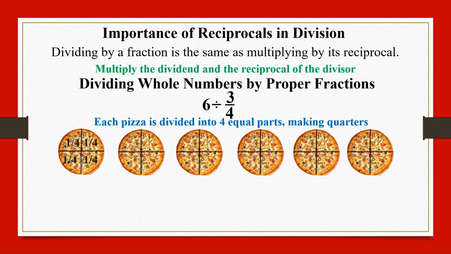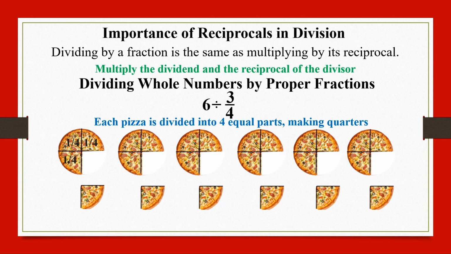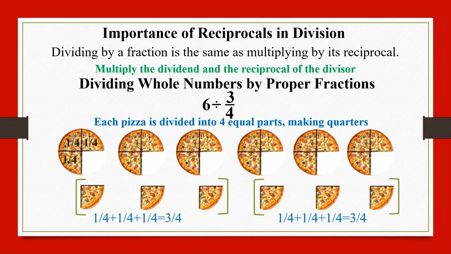When I remove 1 quarter from all these, how much remains? The 3 quarter pieces, that is 1 quarter plus quarter plus quarter, becomes 3 by 4. So here, in all, how many 3/4 are there? There are 8 3/4. That is 6 divided by 3 by 4, when you cut 6 pizzas, you are getting 8 3 by 4 pieces.